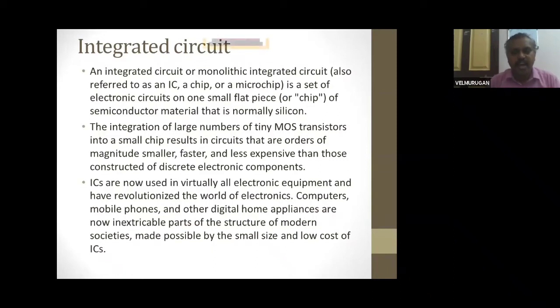ICs are now used for virtually all electronic equipment. That is a revolution in the world of electronics. Now we know that this is a digital world. Digital is electronics improvement.